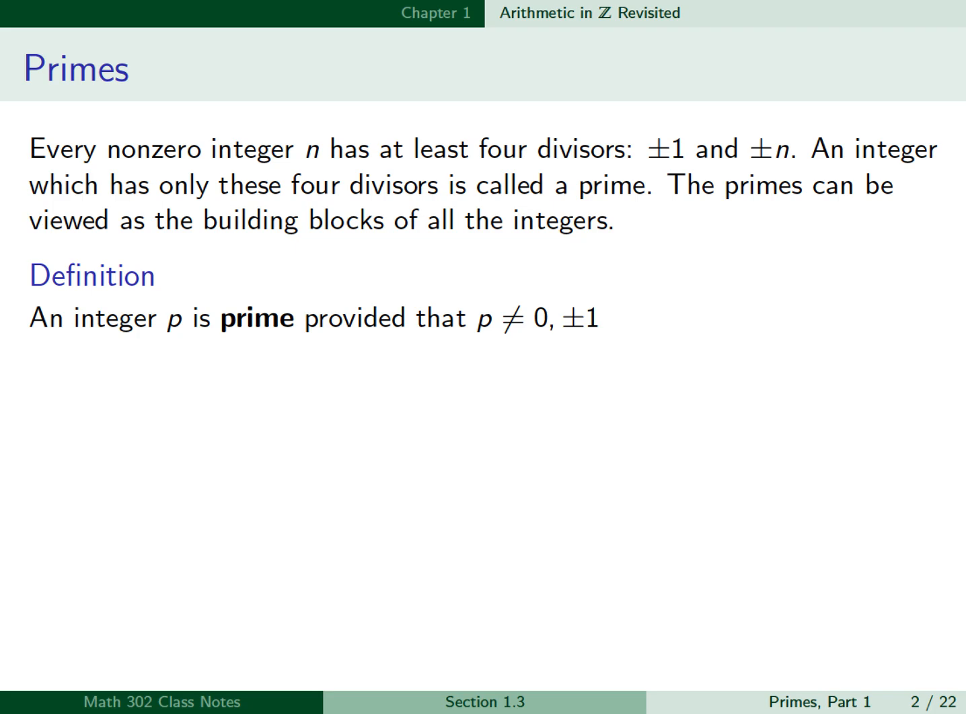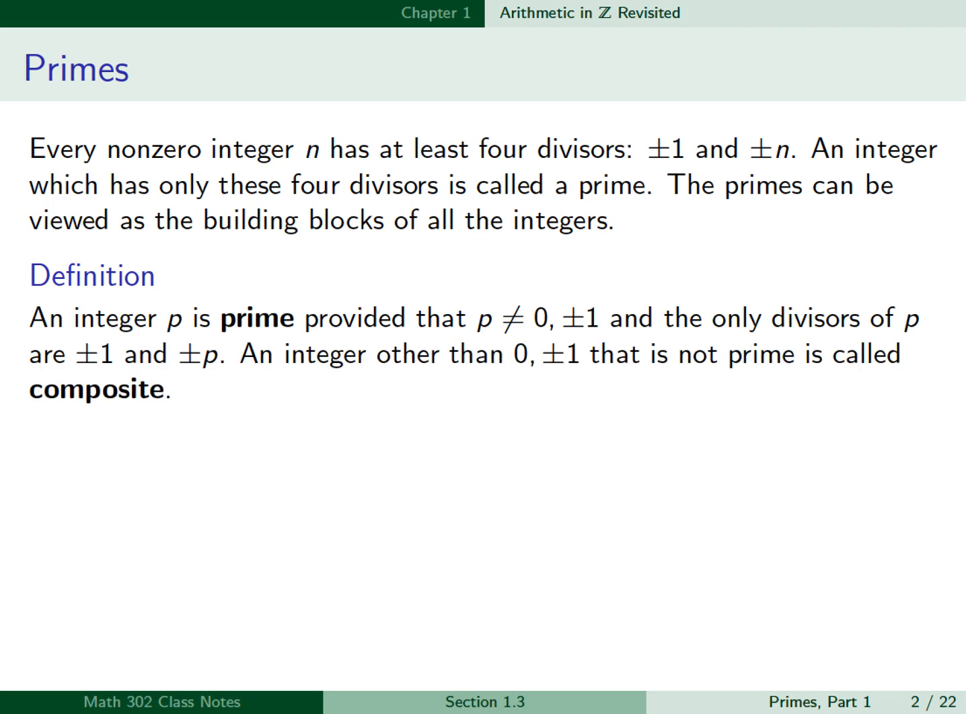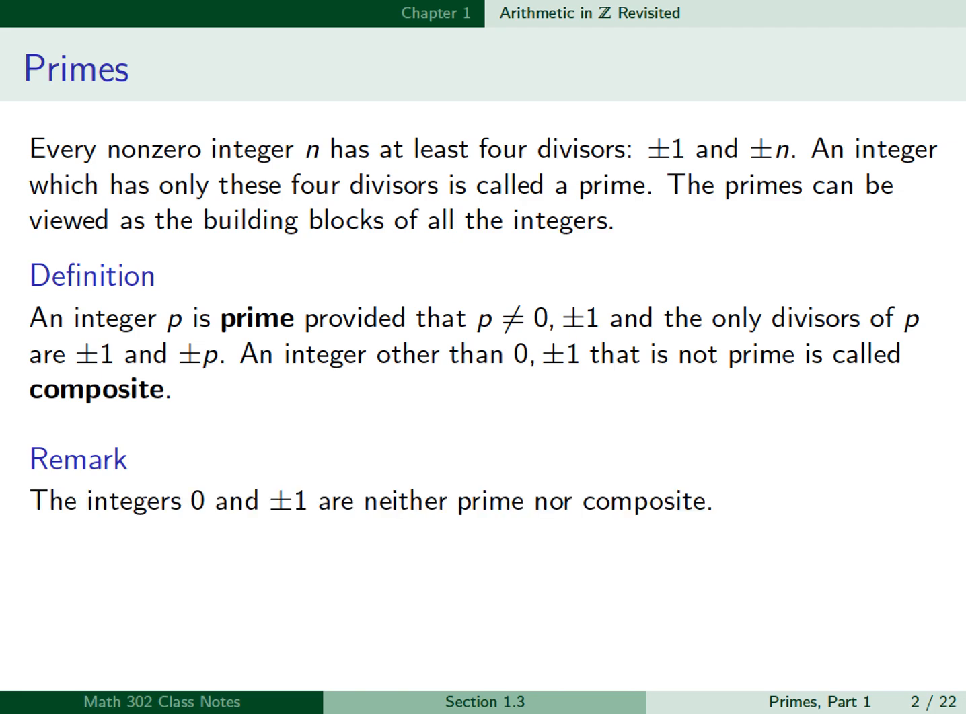So for our formal definition, we say an integer p is prime provided that p is not equal to 0 or plus or minus 1, and the only divisors of p are plus or minus 1 and plus or minus p. An integer other than 0 or plus or minus 1 that is not prime is called composite. So note that the integers 0 and plus or minus 1 are neither prime nor composite. They don't fit into either category.